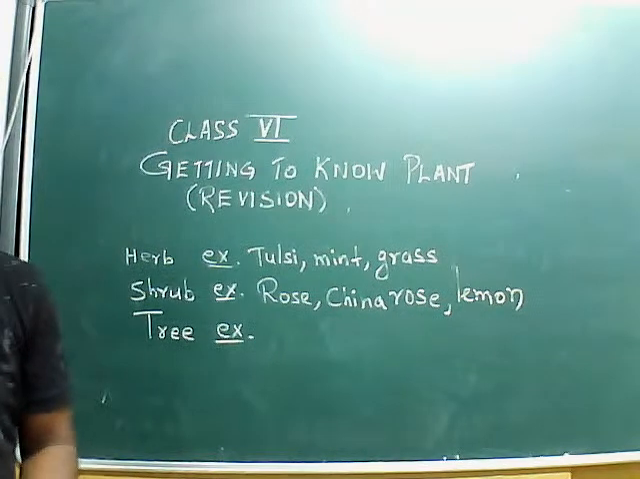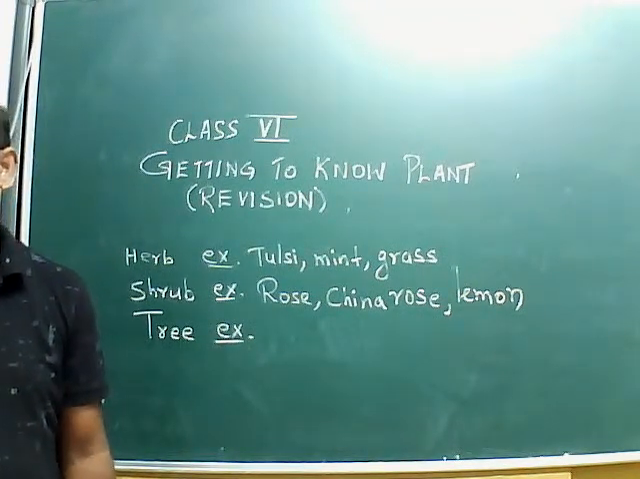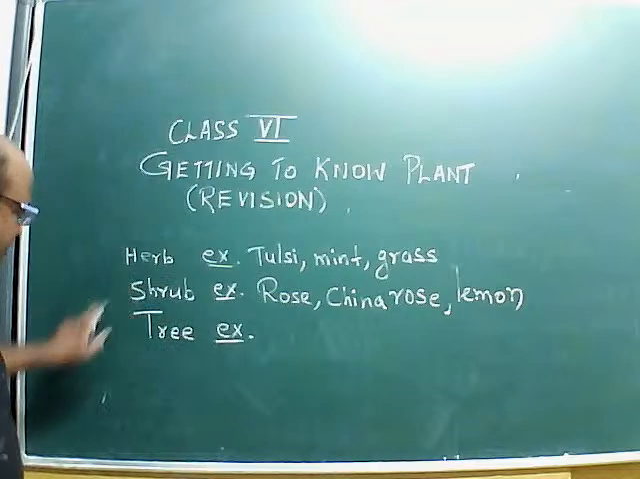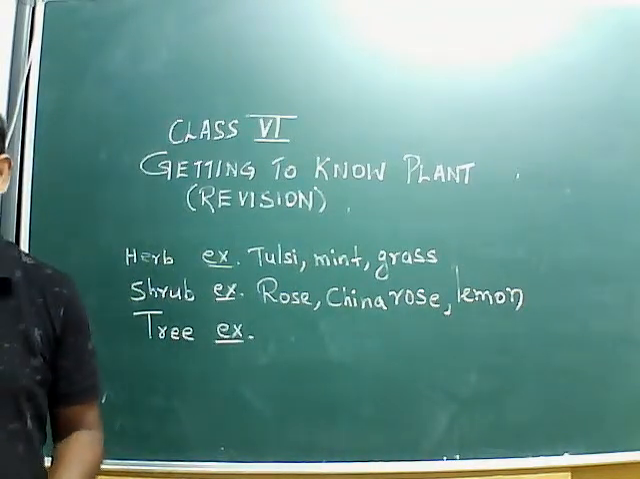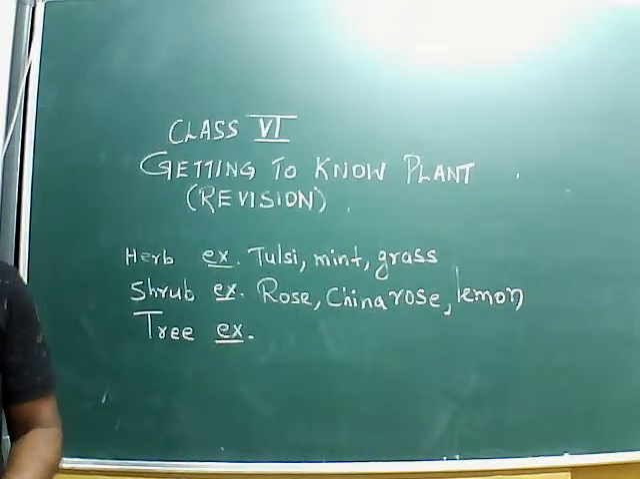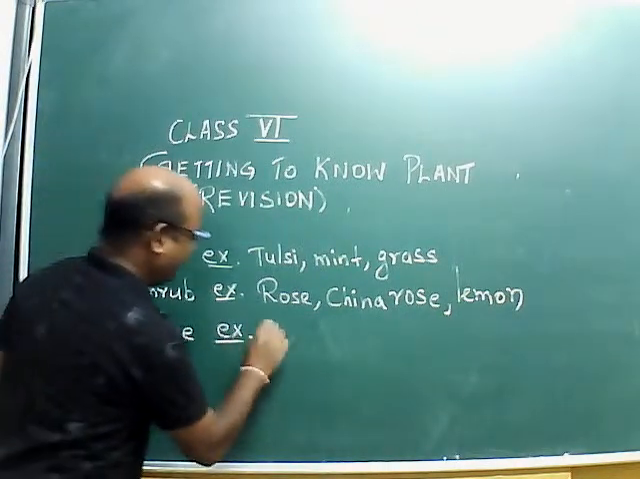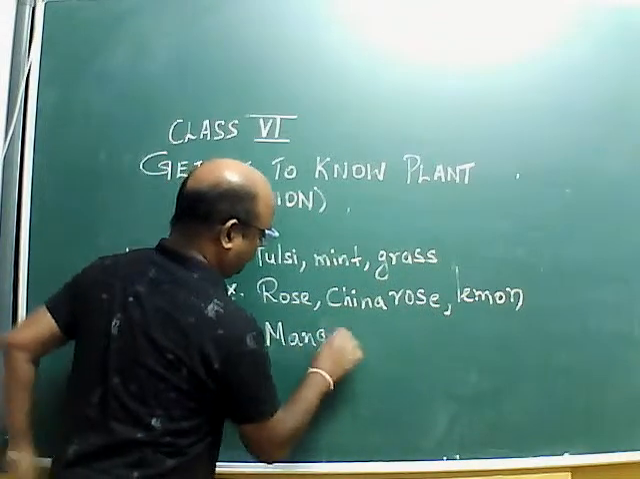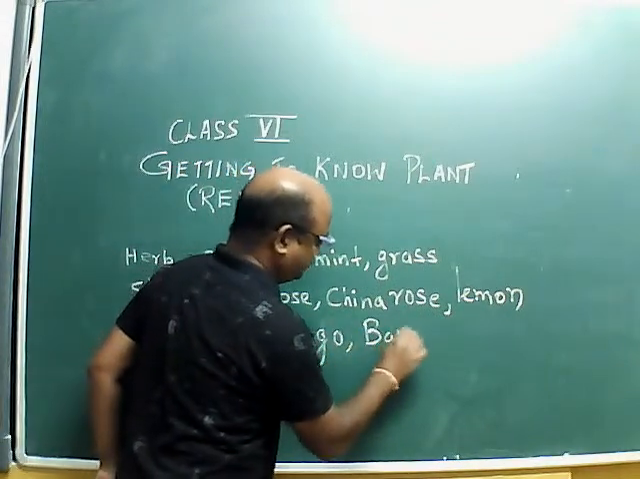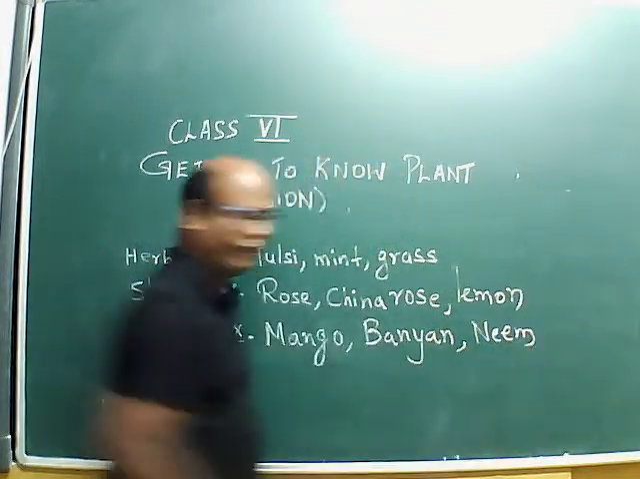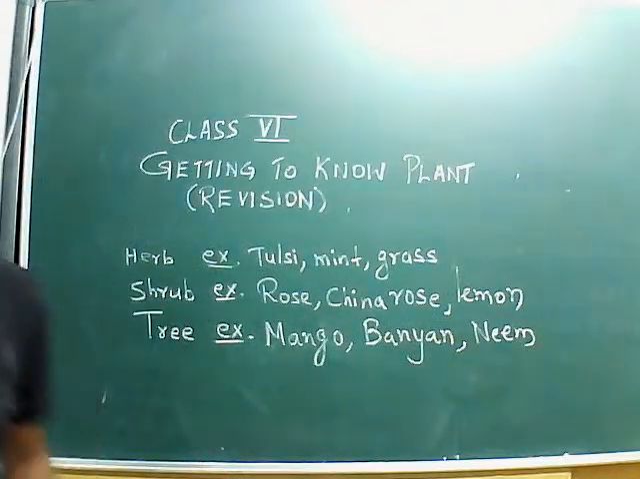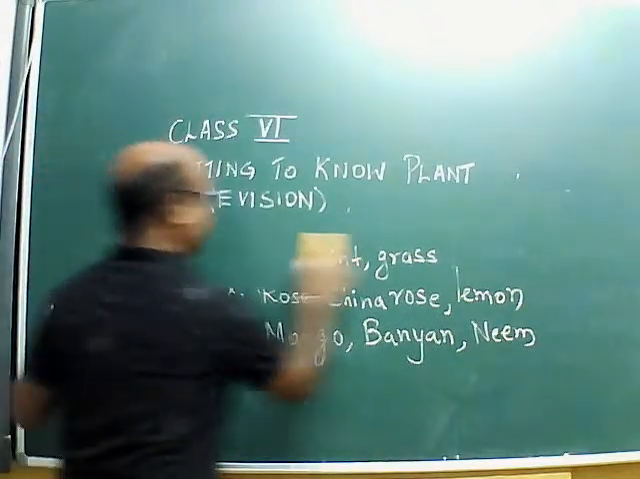Then example for tree, give me example. Anushka Burale. Now go for the next question. Example for tree. Yes, mango tree. Mango tree, then Ashoka tree, banana, neem, so mango, banana, banyan, and neem. Okay, so these are the examples you should remember. After that, you should remember about the herbs.